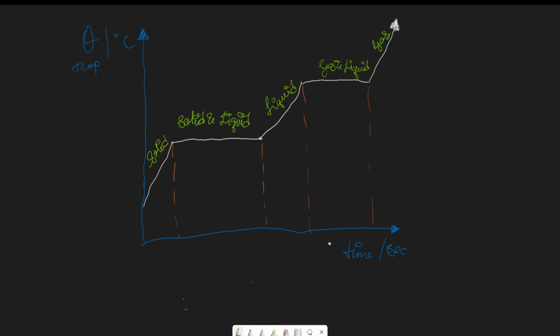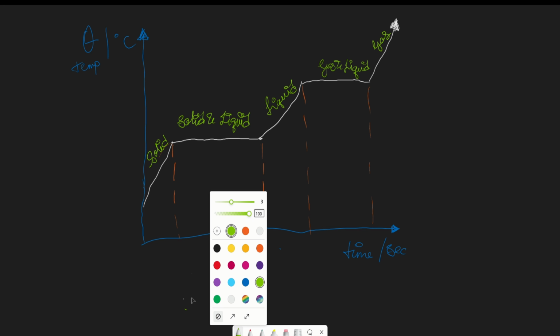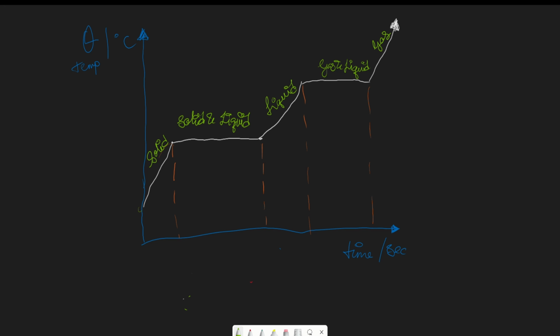Right? These are the states of matter. So at this point, imagine this is the starting point. The substance is being heated. Now, at this point, this is going to be the melting point.